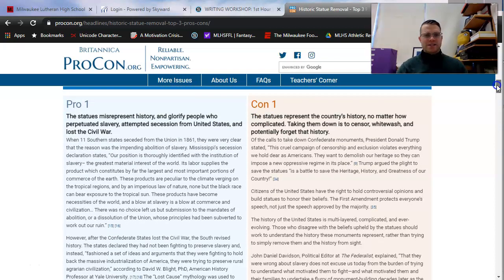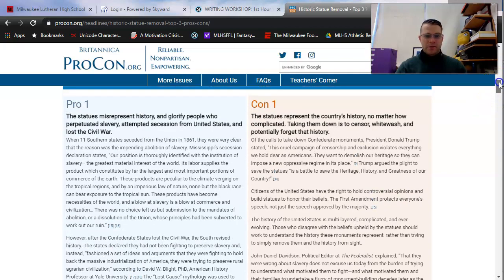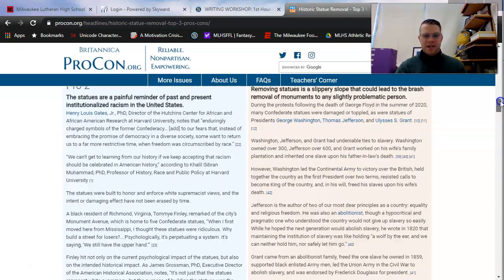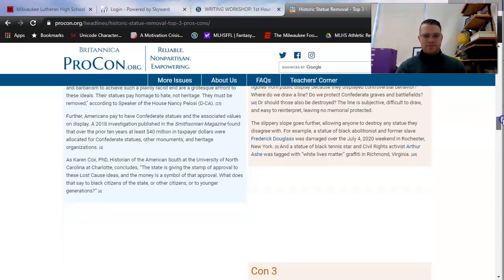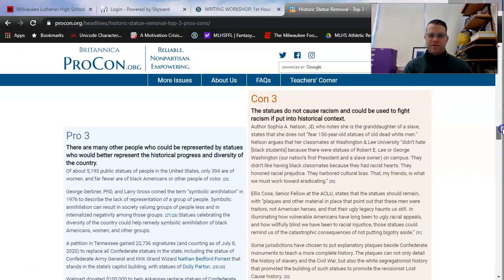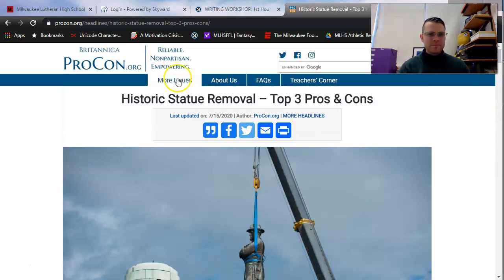On the con side, why should we not take them down? They represent our country's history. Mind you, I don't agree with these cons. Taking them down is a form of censorship that shouldn't be allowed in the United States. Removing statues is a slippery slope that could lead to removal of other monuments to anyone who's even slightly problematic. Statues do not cause racism directly. They're only used to remind them. They could be used to fight racism if put into context and taught rightly. Those are just ideas for that one.